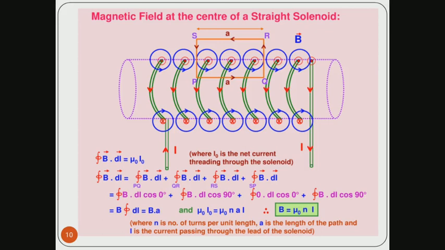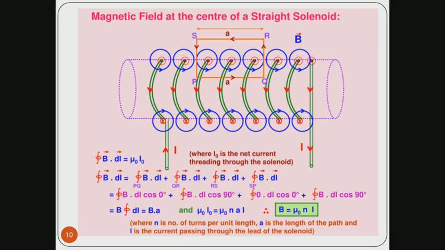For that, let us consider a solenoid of length L and n number of turns per unit length carrying a current I. To find the magnetic field intensity B, imagine a closed path of length l and breadth b. Applying Ampere's circuital theorem, closed integral B dot dl is equal to mu 0 sigma I.